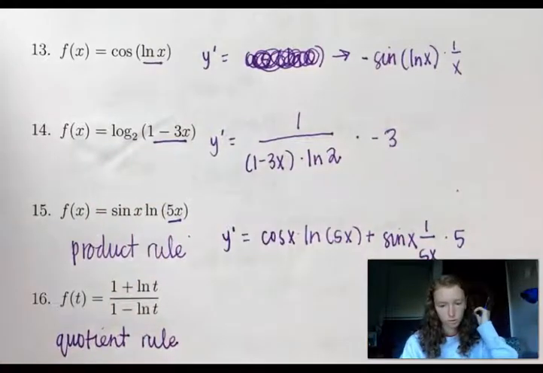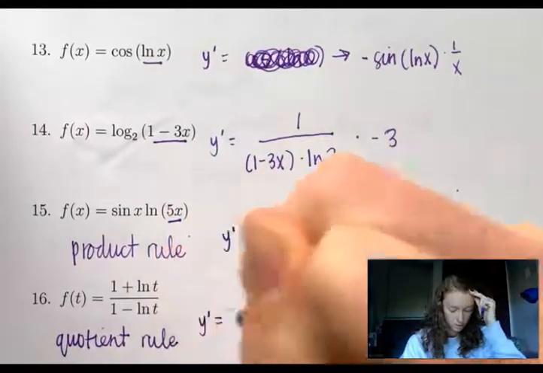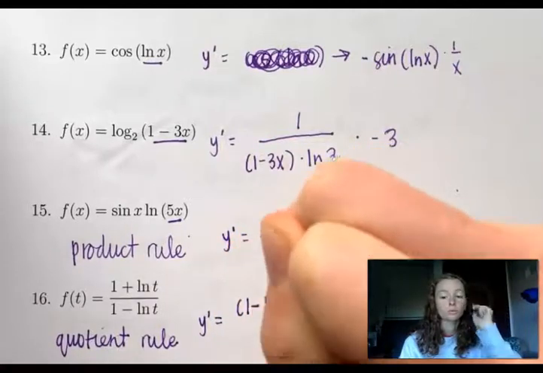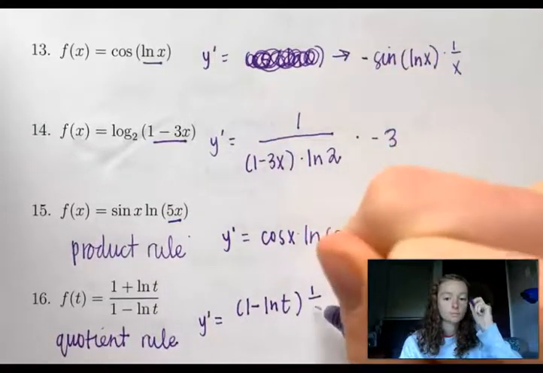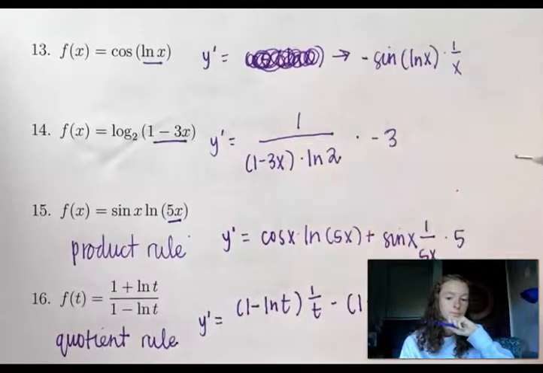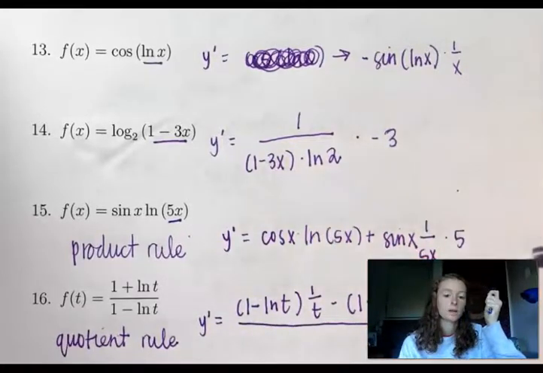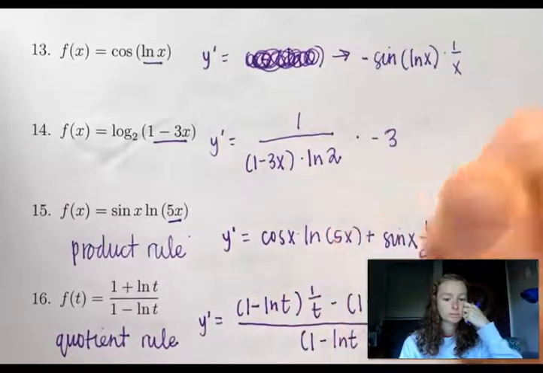So 16 is our only quotient rule question. The rhyme to remember is low d high minus high d low over low low. So just going through it, we write our low, which is 1 minus ln t, times the derivative of the high, which is 1 over t, minus high, so that's 1 plus ln of t, times the derivative of the low, which is negative 1 over t, and then low low, you just do 1 minus ln t squared.